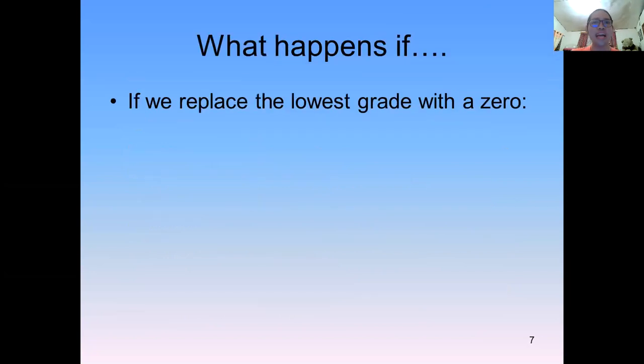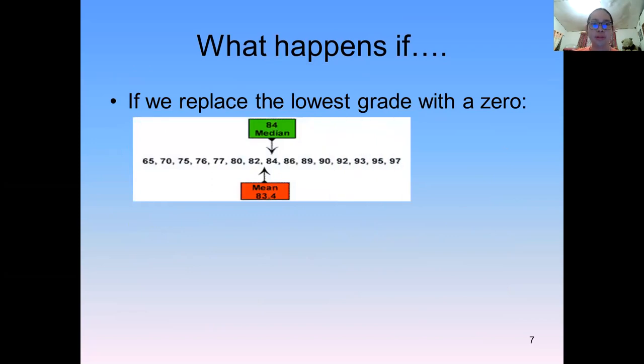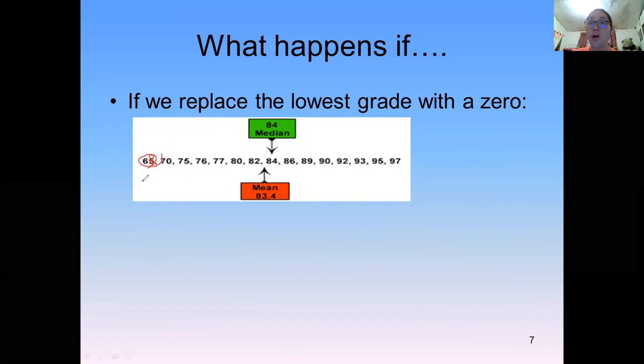Okay, so what happens if we replace the lowest grade with a zero? That sounds interesting. So for example, you have a given set of data: 65, 70, 75, 76, 77, 80, 82, 84, 86, 89, 90, 92, 93, 95, 97. What if you are going to replace the lowest grade, this 65, with a zero? What will happen to the median and the mean?